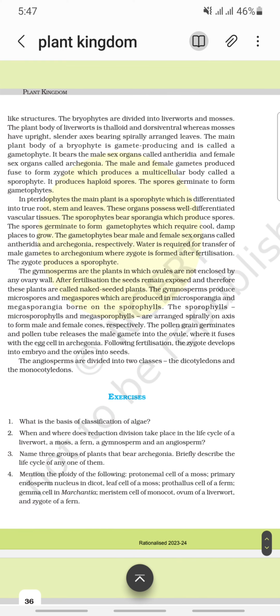In pteridophytes, the main plant is a sporophyte, which is differentiated into root, stem, and leaves. These organs possess well-differentiated vascular tissue. The sporophyte bears sporangia which produce spores. The spores germinate to form gametophytes, which require cool, damp places to grow. The gametophytes bear male and female sex organs called antheridia and archegonia respectively. Water is required for transfer of male gametes to archegonia, where the zygote is formed after fertilization. The zygote produces a sporophyte.